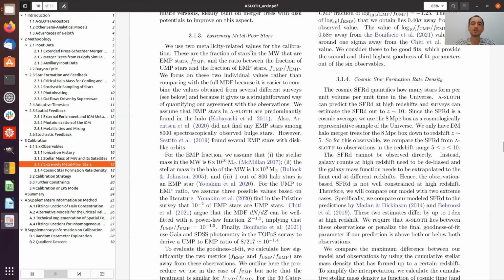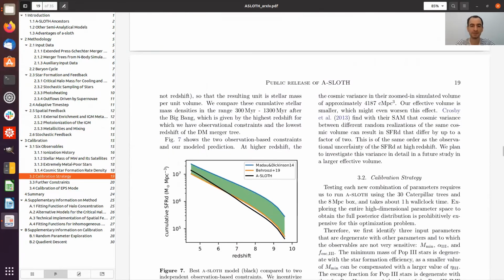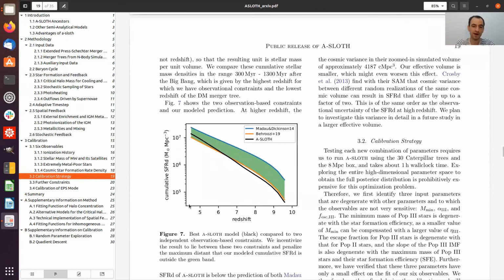And we use extremely metal poor stars and their ratio to ultra metal poor stars. And we use the ratio of extremely metal poor stars to all stars in the Milky Way. So these two ratios are two additional observables. And we use the cosmic star formation rate density at high redshift, specifically between redshift around 5 and 10, because that's where we have overlap between observations and our cosmologically representative box for A-SLOTH.